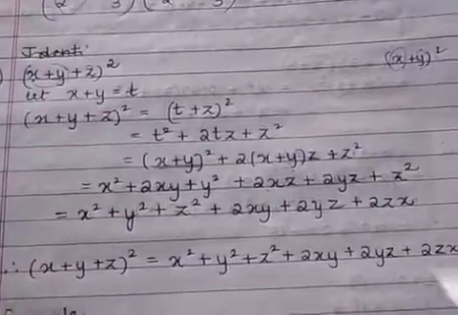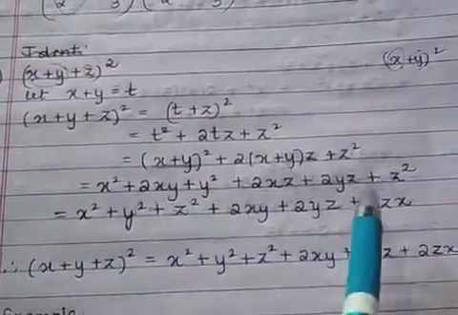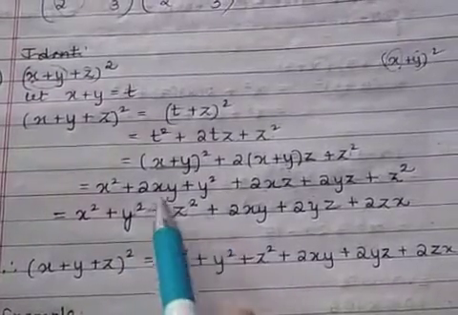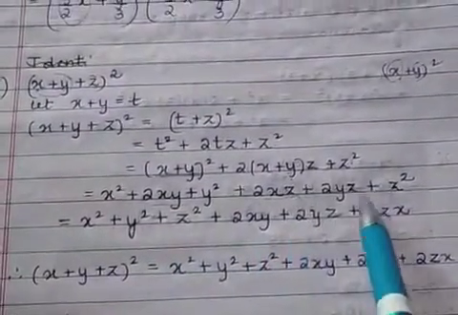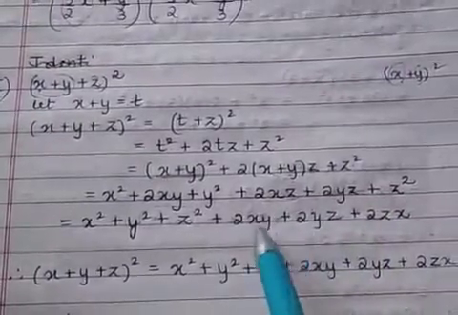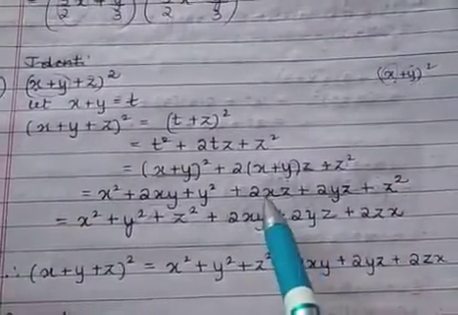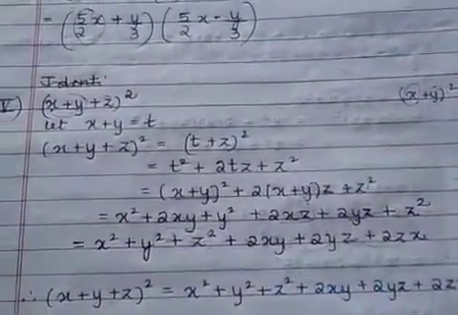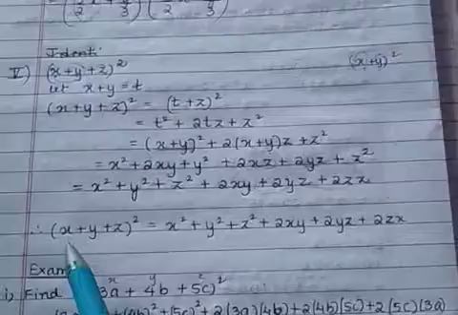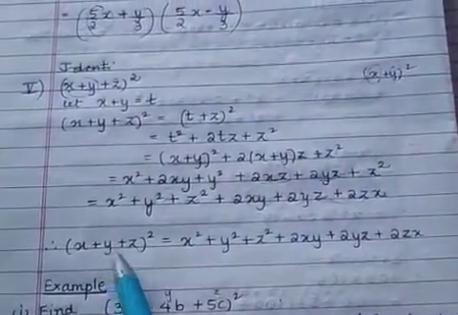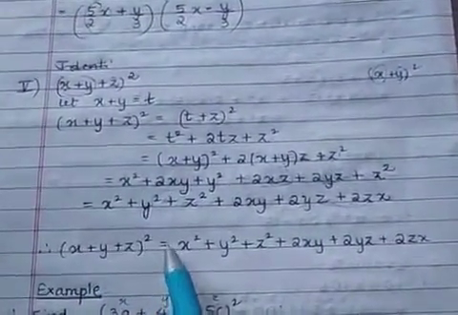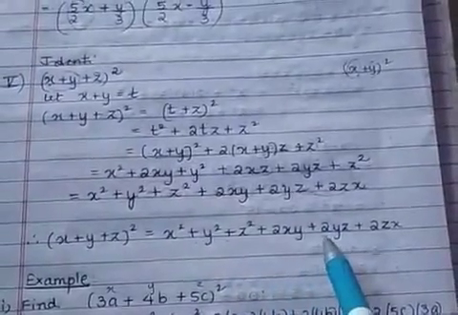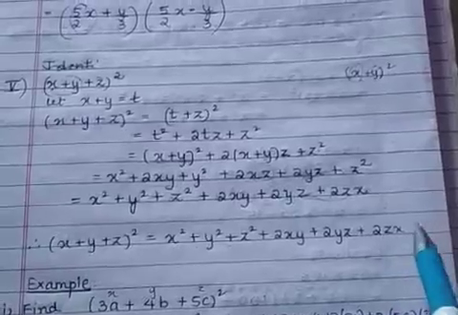Now rearranging the terms, I am getting all x square terms together. You get x square plus y square plus z square plus 2xy plus 2yz plus 2xz, and 2xz is written as 2zx because there can be continuity. Okay, so what is the identity for this? X plus y plus z the whole square is equal to x square plus y square plus z square plus 2xy plus 2yz plus 2zx.